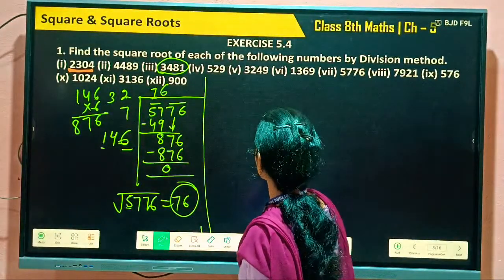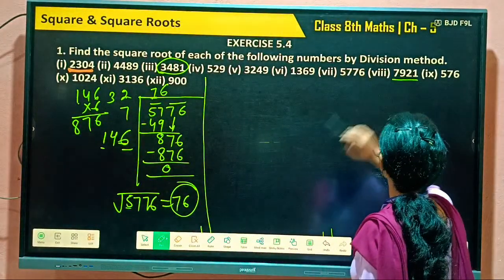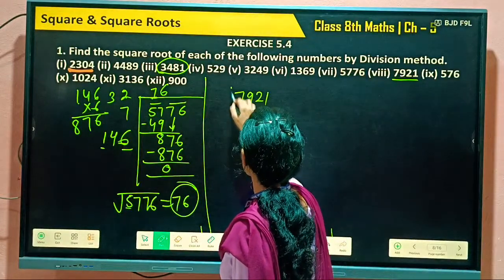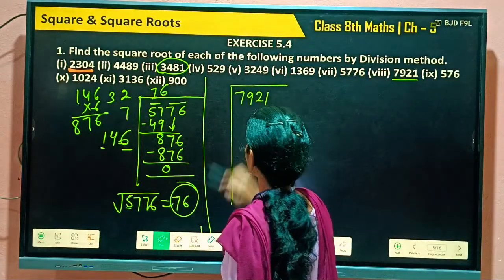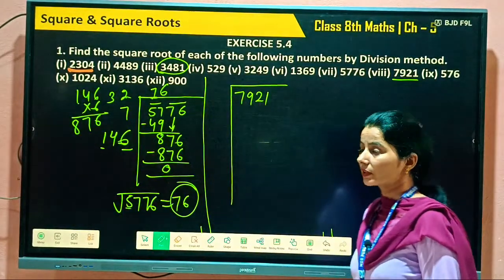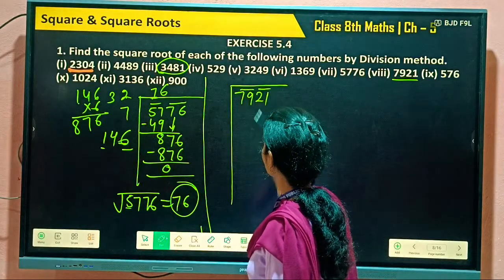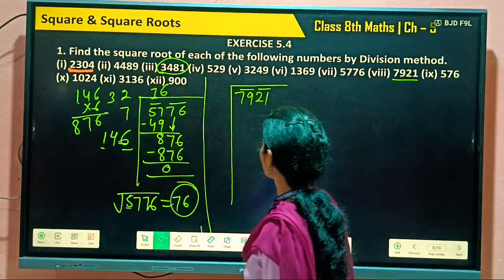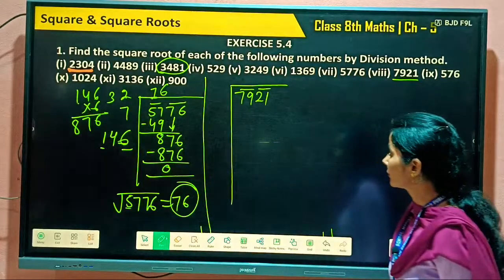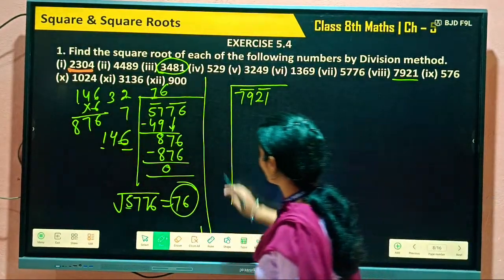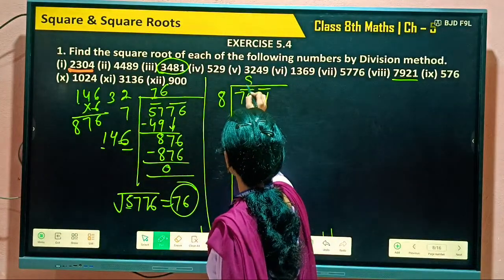Next part is the 8th part, 7921. Its square root we have to find out by the division method. Start pairing: this 21 and 79. So 8 8s are 64, then 9 9s are 81. That will be larger than this 79. So 8 8s are 64.